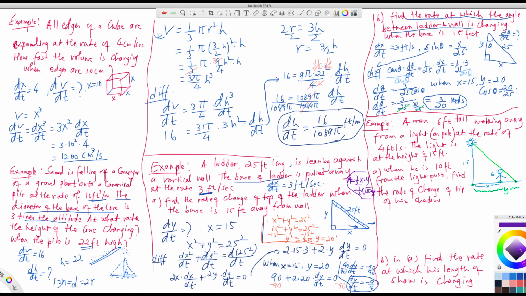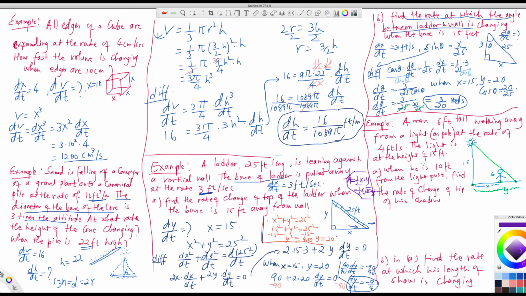And the very last example I want to do here is this. A man who is 6 feet tall is walking away from a light pole, or the light post. Okay, there is a light post here. This is the light post, which is 15 feet tall, that is given here, and a man is walking away. He is going away from the light pole at the rate of 4 feet per second. The light is at the height of 15 feet on the pole.